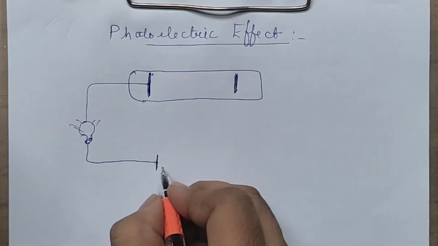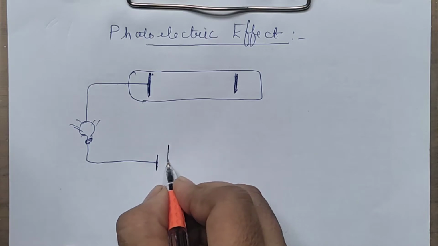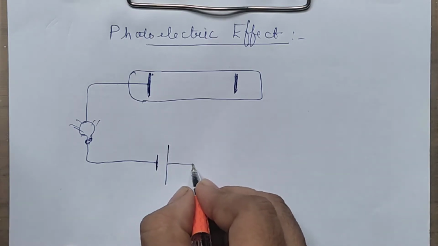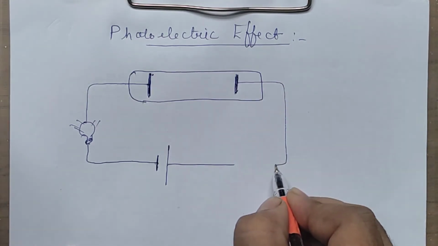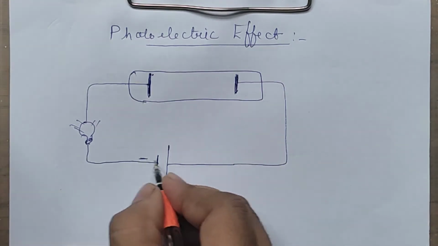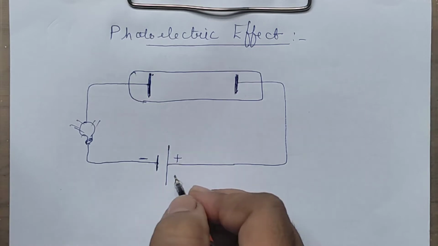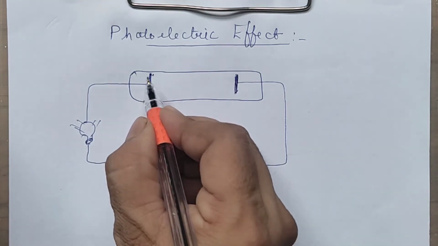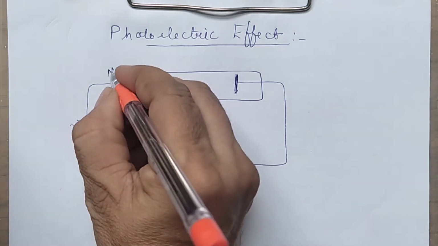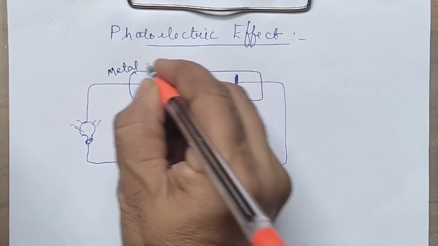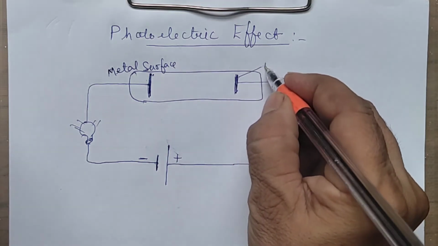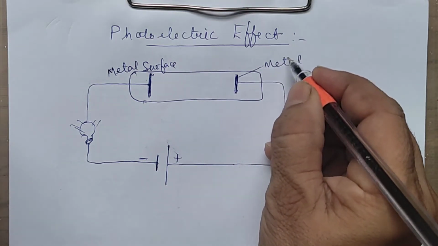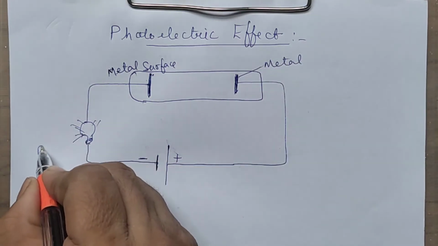This side was a negative plate and this side was a positive plate. And this is again connected to the other metal surface. This is negative we said, this is positive we are saying, and this is one metal surface. The other side also, suppose you have taken a metal surface. This side we have taken a bulb.